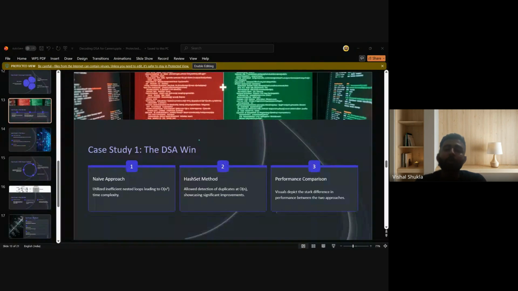If you ask what an array is, I will explain it. This is a bridge. If you go through this particular DSA course, you'll get a lot from my side, and I'll give an opportunity to get an internship at organizations like Samsung and ISRO as well. Then the next is the hash set method, which allows detection of duplicates and showcases improvements or performance comparisons.